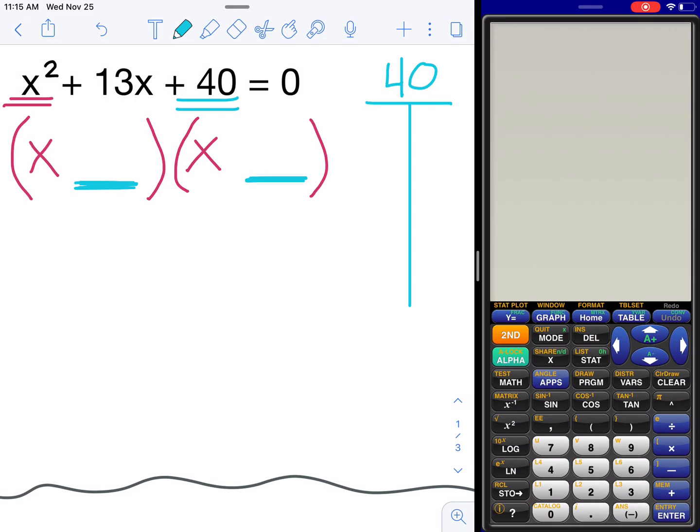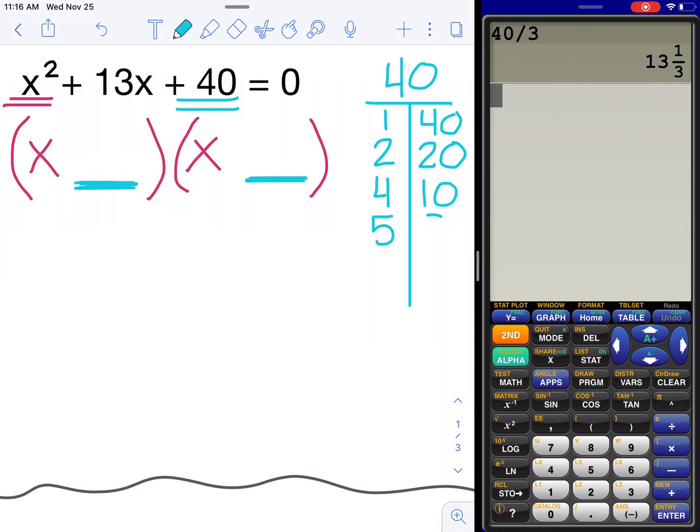So if I'm thinking down my line, I could do 1 times 40. That would result in an answer of 40. I can do 2 times 20. I know that 40 is not divisible by 3. You could always try it on your calculator if you weren't sure. That's not going to give me a nice number, so 3 is not a factor. I could do 4 times 10. I could do 5 times 8.